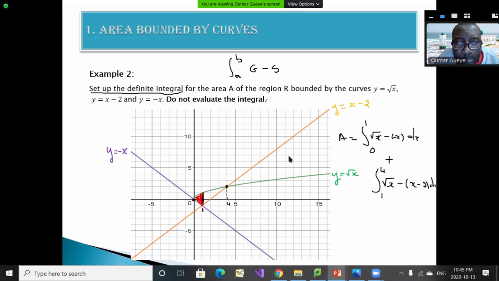Okay. But how to find the greater function or the smallest one, you don't have to show me. Any question? All right, so one more example.